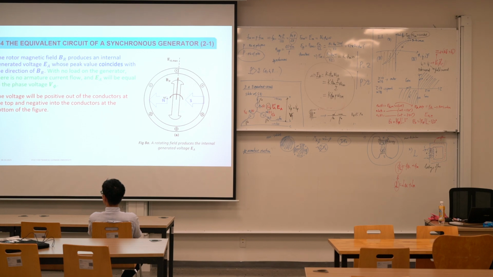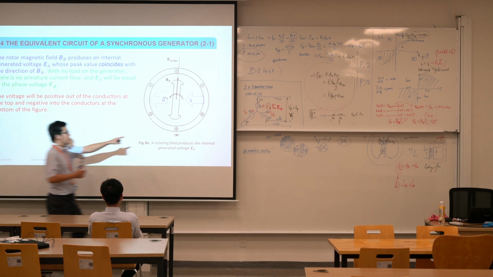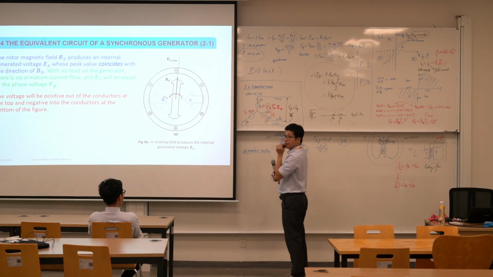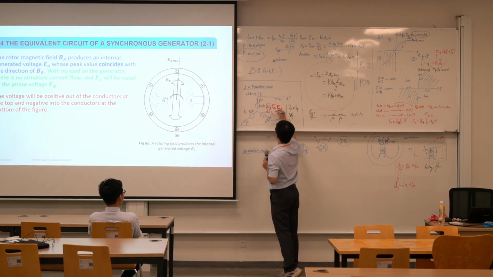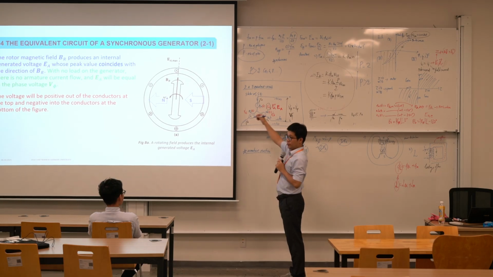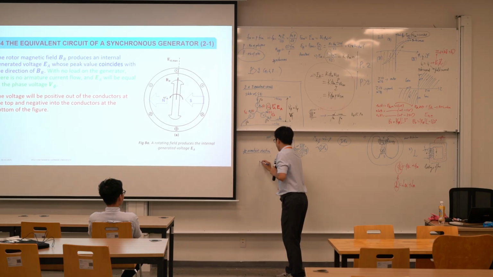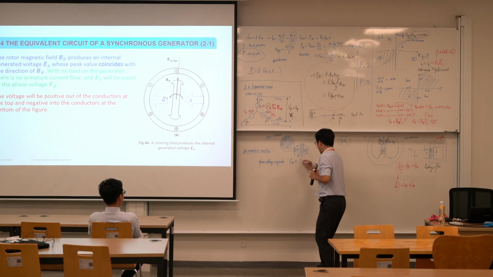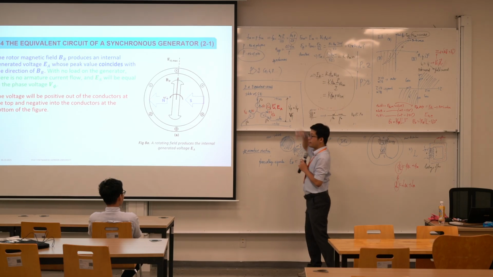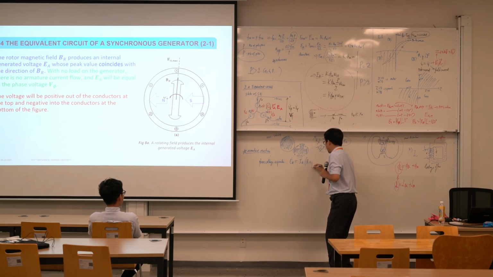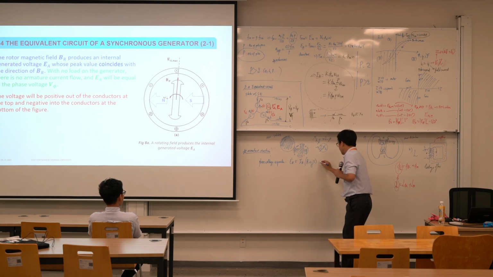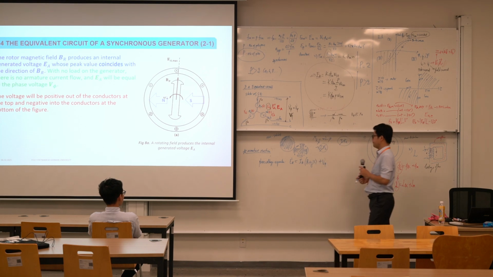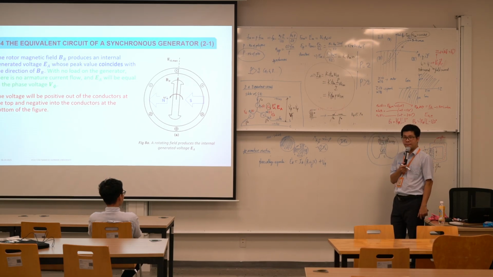Can we apply Kirchhoff? Can we apply Kirchhoff 2 for this one? Yes, if we apply Kirchhoff 2, the phase voltage equation is: EA equals IA, armature current, times (R plus jX), plus V phase.